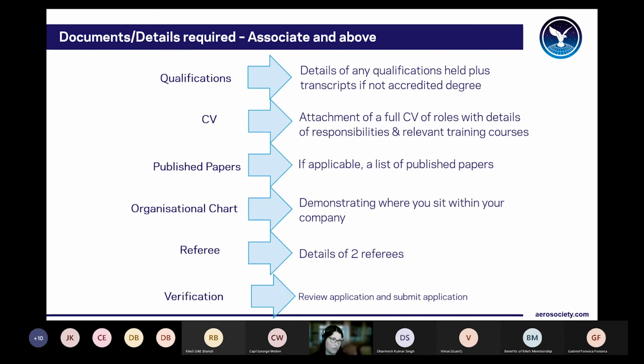For all of the grades except for fellow, they can be someone who knows you in a professional capacity. Now for the fellow grade, we do ask that you have fellows to support your application. And if they're not a fellow of the society, if they are a fellow of another professional institution, that also does work. And then of course, verification.